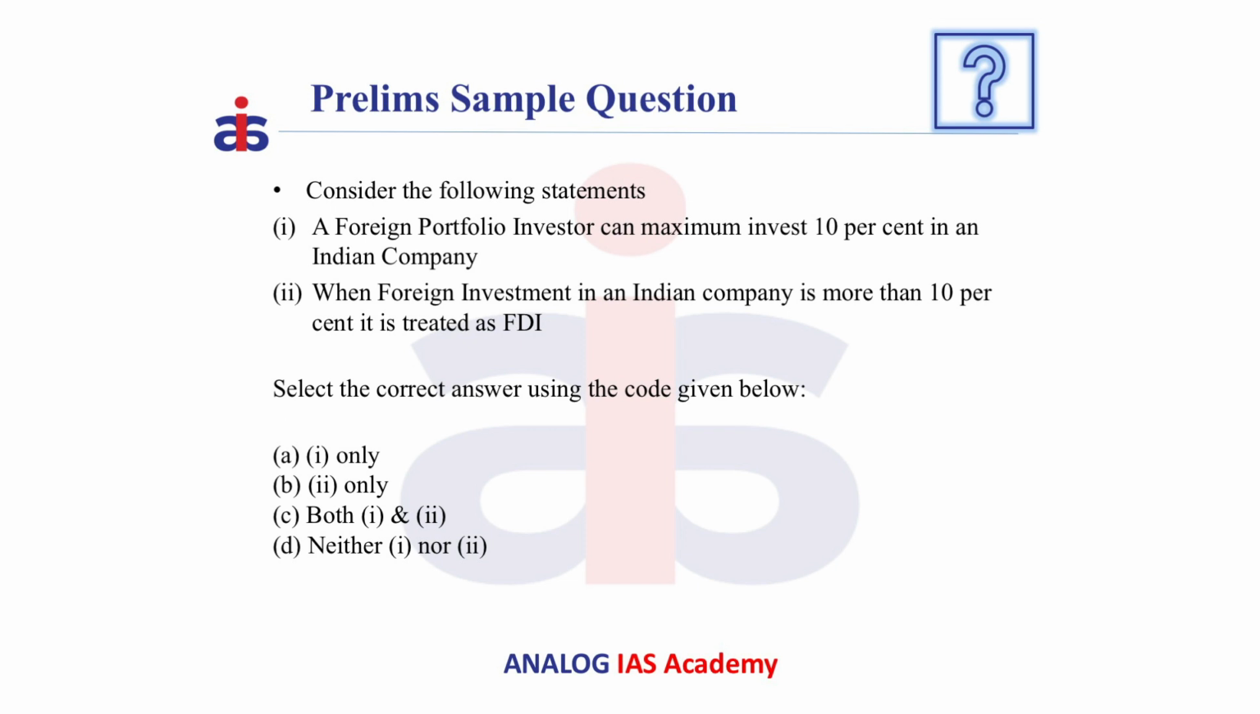Now let us see a question based on this. Consider the following statements. Statement 1: FPI can maximum invest 10% in an Indian company. Statement 2: When foreign investment in an Indian company is more than 10%, it is treated as FDI. As discussed earlier, both the statements are true. So the answer is C, both 1 and 2.